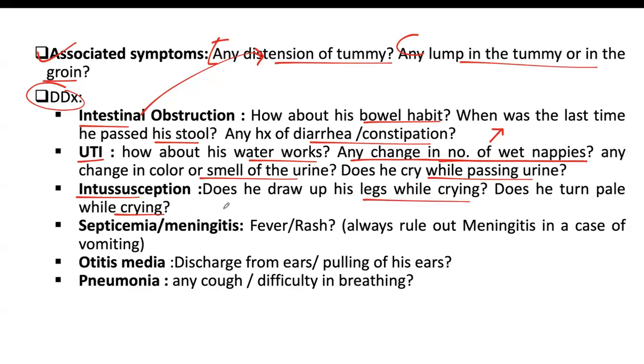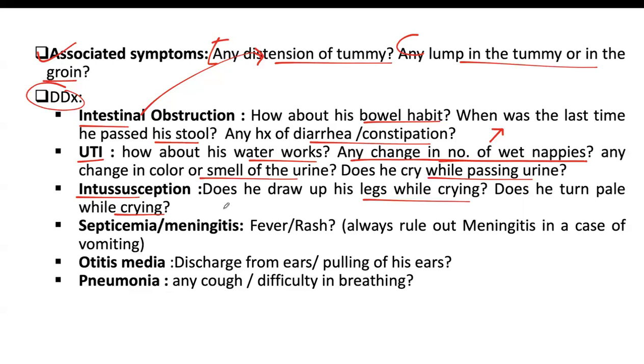Now, intussusception is a condition where one part of the bowel slides into another part of the bowel and then they form an obstruction. So when this kinking happens, the child will be in a lot of pain and will start screaming and crying. During the crying, they can get pale or blue, and they can also draw up their legs to the chest. It will look like the child is in severe pain.